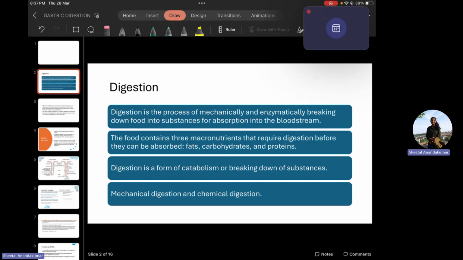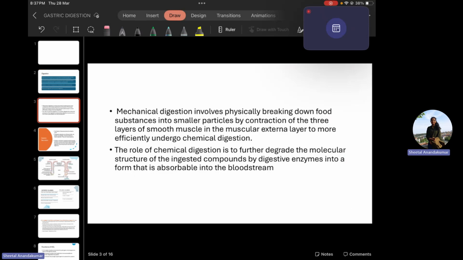Mechanical digestion is the physical breakdown of food, so that it is easy for the enzymes to act upon it. This starts when we chew our food, which is part of mechanical digestion. Similarly, in other parts of the GI tract, there's the muscularis externa layer, which is a three-layer smooth muscle, and the contraction of this muscular layer causes the food to be broken down.